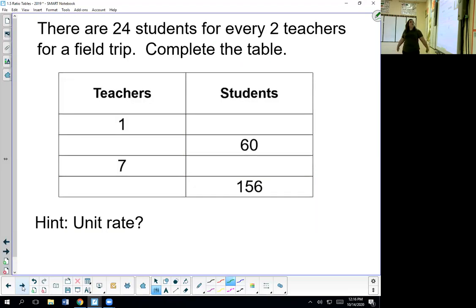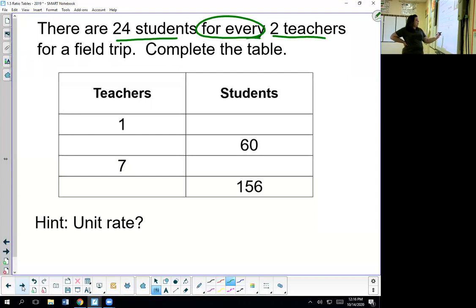Look at this one. There are 24 students for every 2 teachers. That sounds about accurate for this year, not in a normal year for a field trip. Okay, but let's say for a classroom now. Complete the table. Well, I gave you a hint. Find the unit rate. How many kids are there for a teacher on this field trip? That is your unit rate.